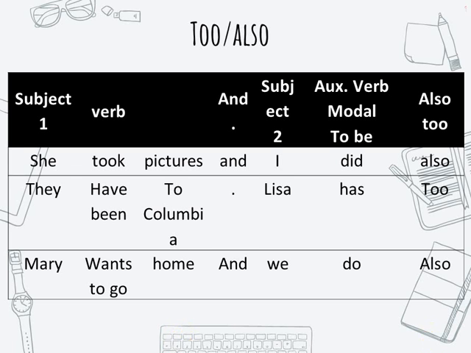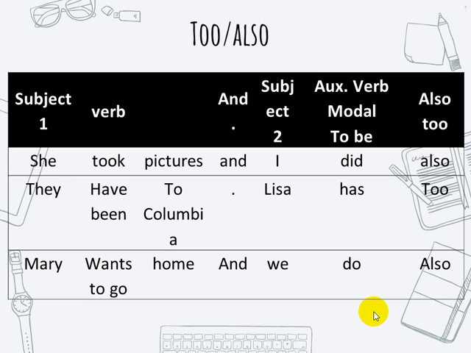Okay, sorry, I used the wrong table, and this is the correct one. I will explain it once more to you. The full form of too and also in ellipsis is subject 1, verb, and subject 2, auxiliary verb, and also, or too if you want to use too. You can also use also. For example, she took pictures and I did also. They have been to Colombia. Lisa has too. Mary wants to go home and we do also, or we do too.